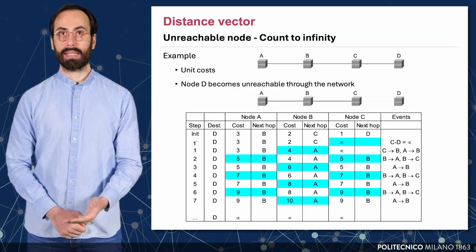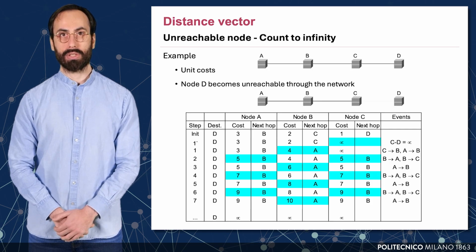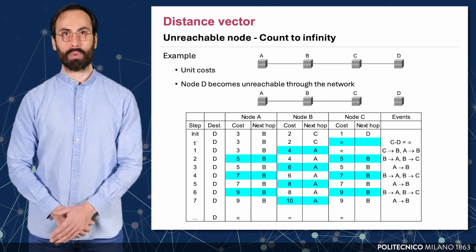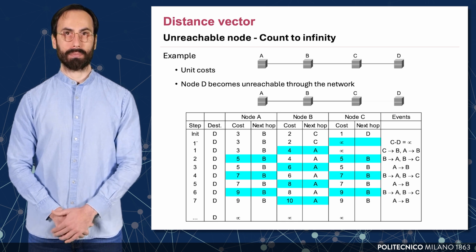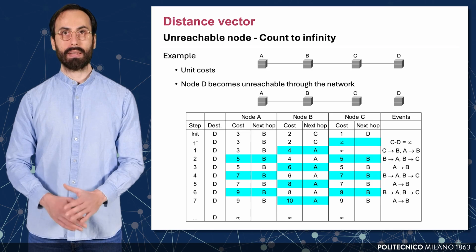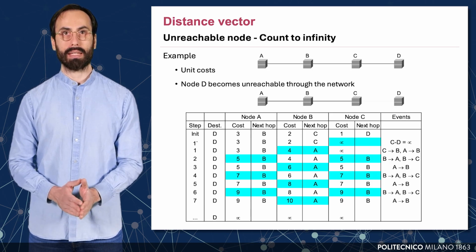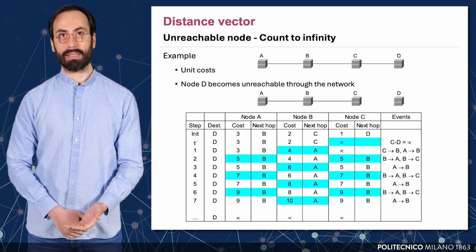At step 2, C tells B that D is unreachable, but B still thinks A can reach D, so B sets its cost to 4. Then A, seeing B's new cost, updates its cost to 5, and so on. Each time, the cost increases by 1 as the misinformation propagates. Eventually, the cost grows toward infinity, a slow convergence and waste of resources. This highlights a weakness of distance vector.